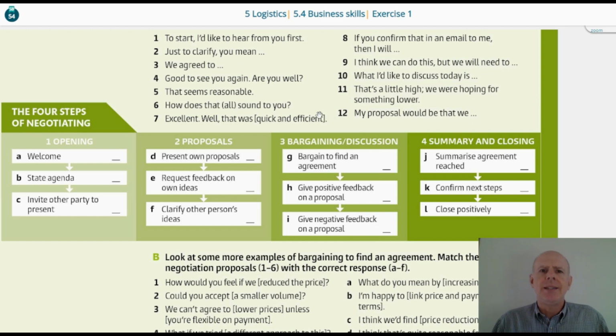So, these sentences here are connected to these steps of the four-step meeting. Let's try to link them, to match them, all right? But again, I suggest you pause the video and try to do the exercise. Did you try? All right, let's check them.